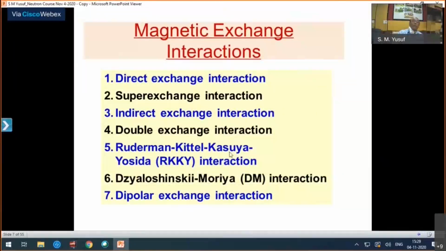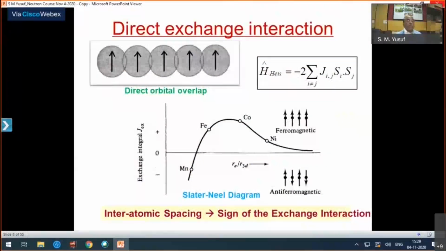Ruderman-Kittel-Kasuya-Yosida (RKKY) exchange takes place via conduction electrons between, let us say, two rare earth magnetic ions that are far apart, but the material is conducting. So via the conduction electrons, this RKKY exchange interaction can take place. I give a typical example, the direct exchange interaction.